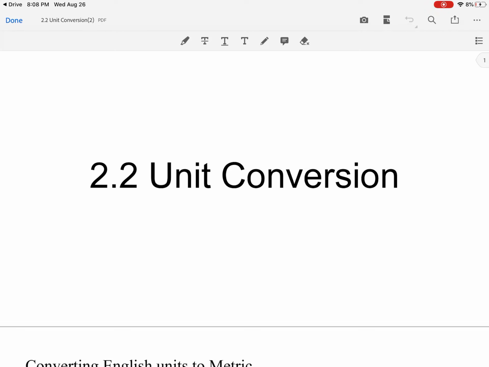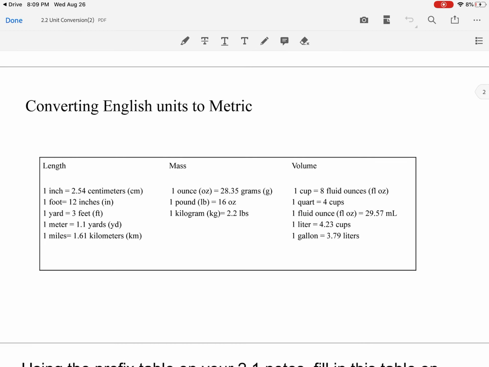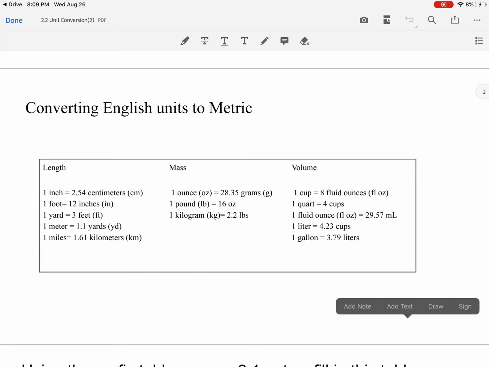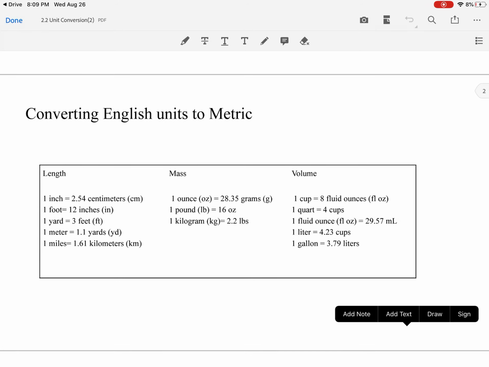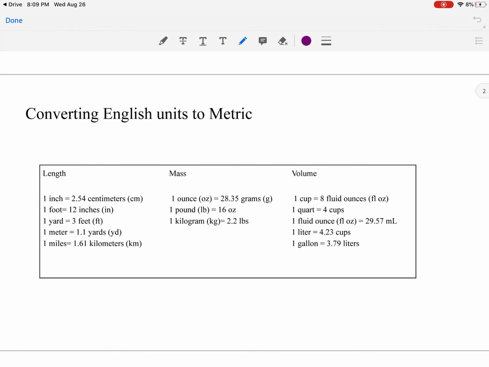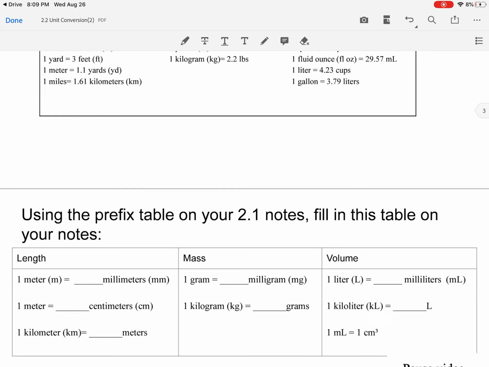Hello again, chemistry. This is 2.2 unit conversion. All right, the first part of our notes has a very handy table, unit conversion equations between metric, which is this side here, and English, which is what we commonly use in our everyday lives in America. But for science, we're mostly going to be using the metric system. So we're going to use these helpful conversion equations in this lesson.